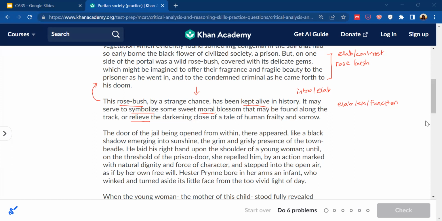So now they're describing what's going on in this prison, and there's someone, a young woman, being involved. So at the door of the jail, where the prison enters, being opened from within, so someone is opening it from inside the prison and coming out, there's a black shadow. So they're describing this person, the town beadle, as a black shadow. So they're just saying this guy's opening the door. So good intro, setting the scene for us.